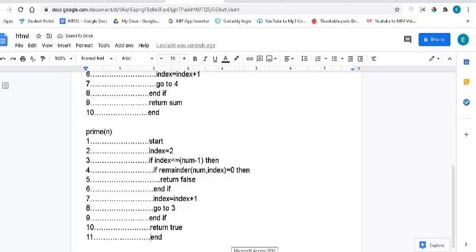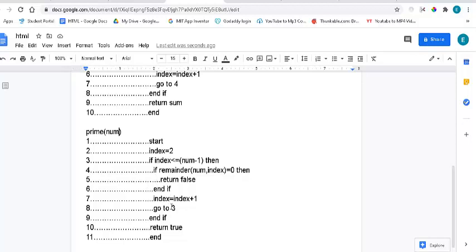So again, this is another simple algorithm to check to see if the number is a prime number. It's going to start from number 2, and it's going to go to num minus 1, and it's going to check to see if the original number num, the input, is divisible by the index. If it is, then I know it's not prime, so I'm going to return false. Otherwise, I'm going to increment index to go to the next number and go back to the top of the loop and continue this process.